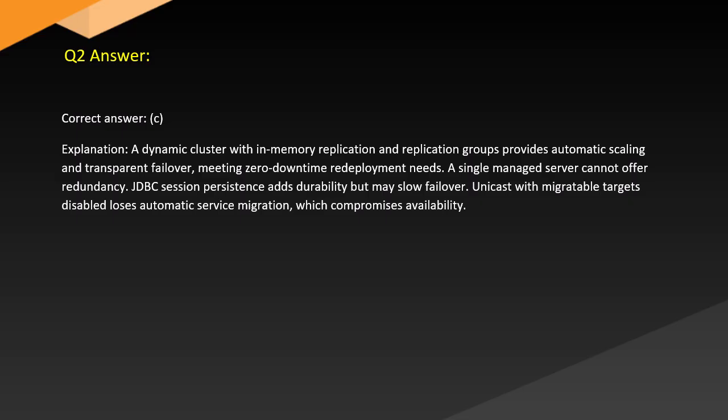Unicast with migratable targets disabled loses automatic service migration, which compromises availability.